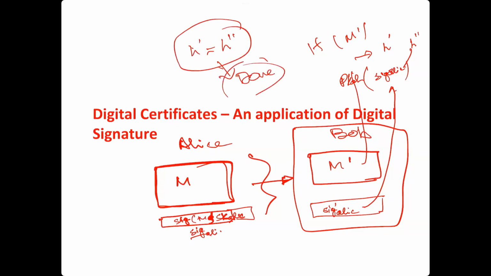Now Alice cannot refuse that she has not signed this document. This document, although visible to everyone, so there's no confidentiality, but everything else is there. The integrity is there, because if somebody changes it in between, then we'll come to know, and also non-repudiation.